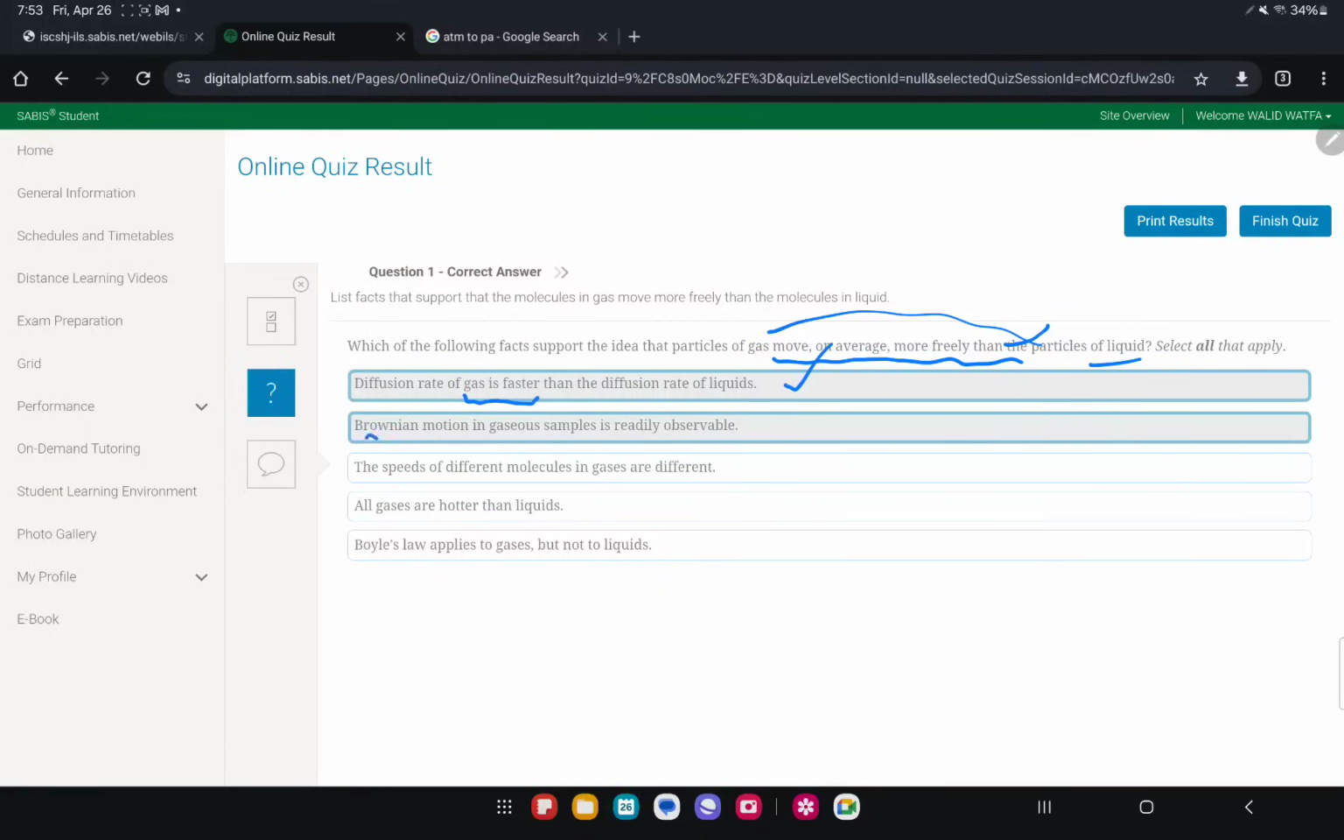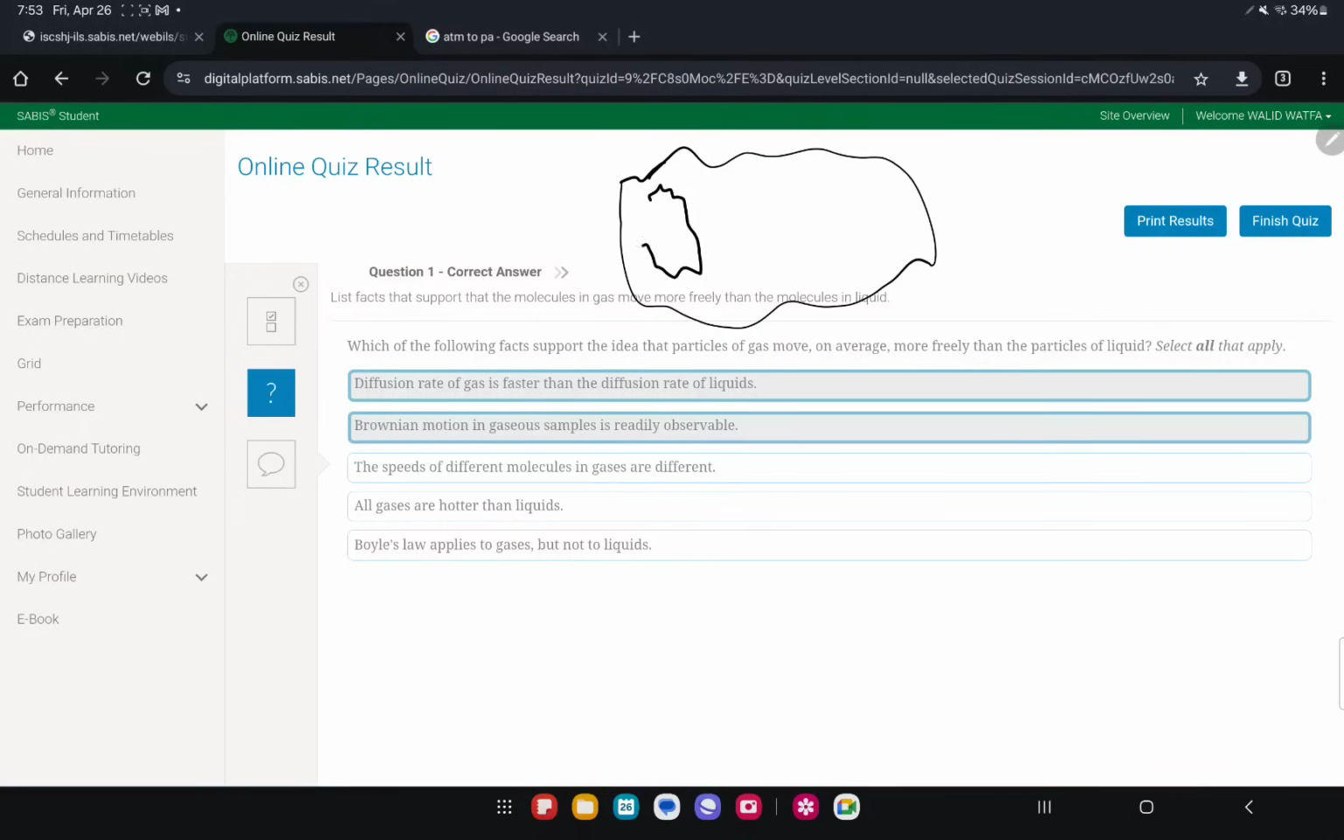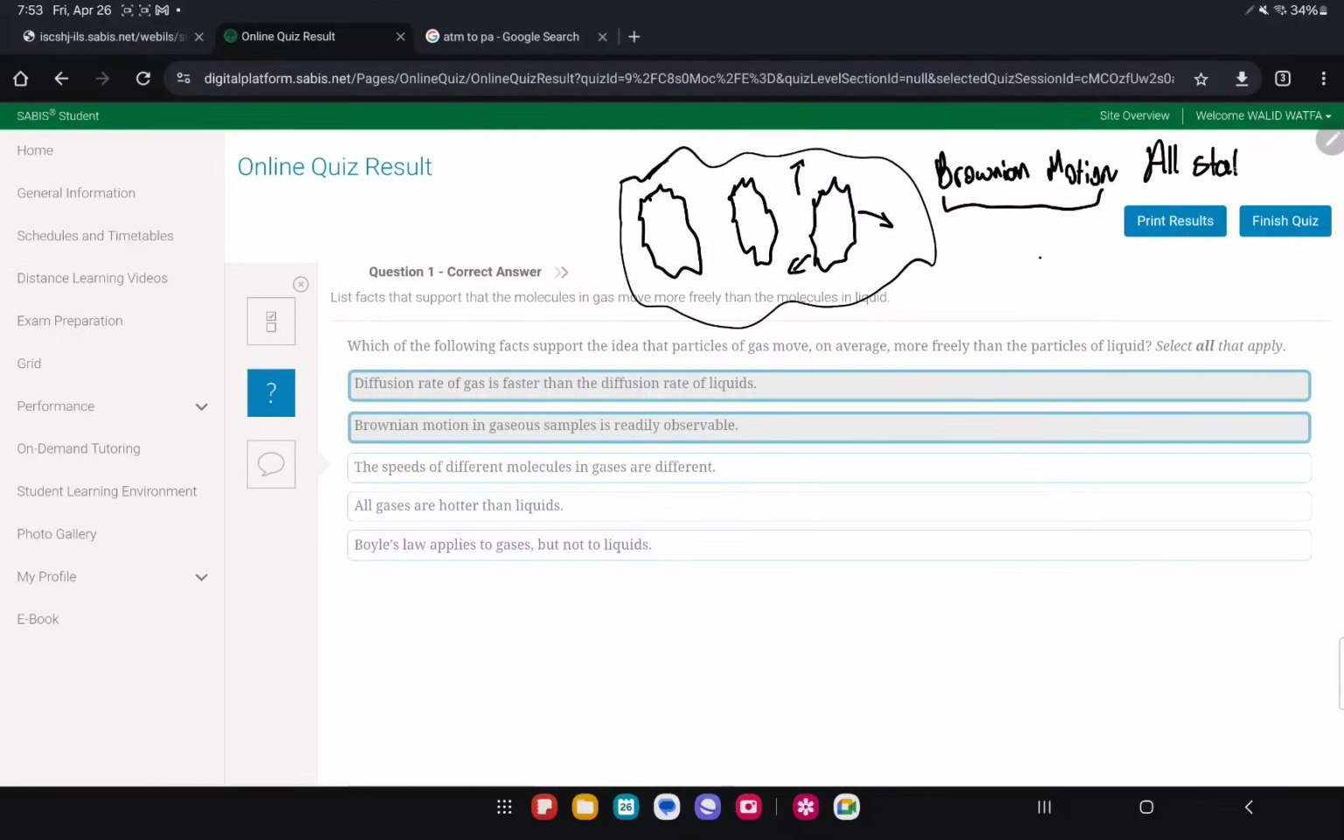And Brownian motion, remember what Brownian motion is? Remember, if you had a container, let's say this black container, and you had smoke particles in it. These are big smoke particles. If you look, they will start moving. They have some random movement. This is what we call Brownian motion. So Brownian motion exists in all states, but you can only see the smoke particles moving.